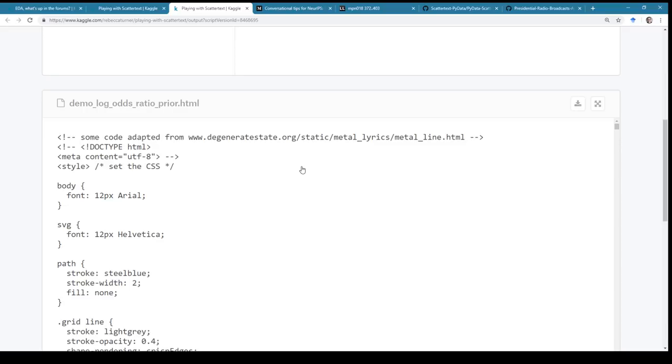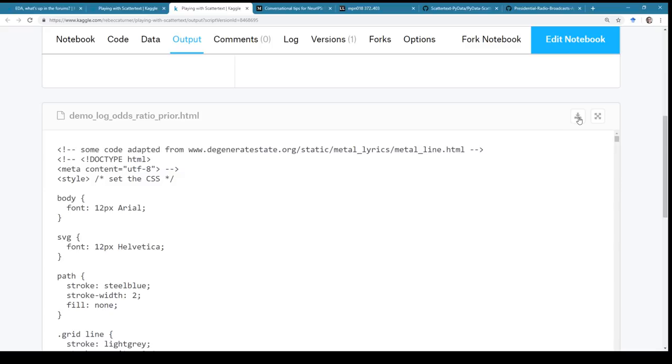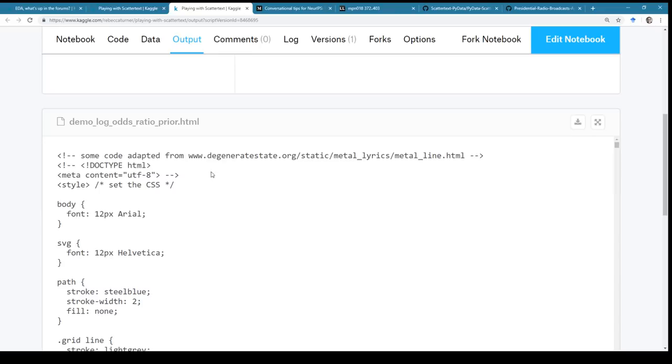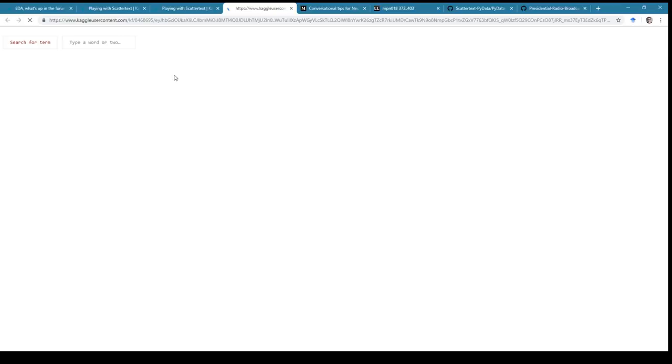Okay, so this is still just straight up HTML. So I'm going to try downloading it and opening it and see if that works. I want to see the visualization, man. Because you can see, this is the CSS to make the visualization. So I know somewhere it exists. This is all the code for it. I just want to see the actual thing.